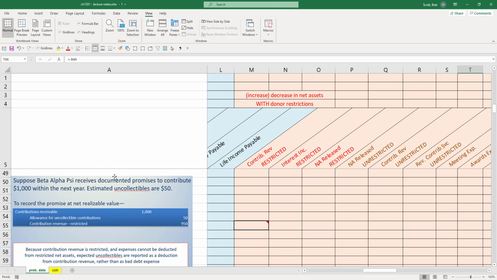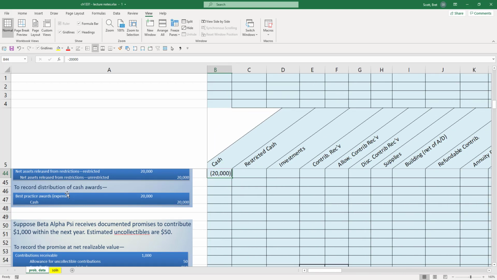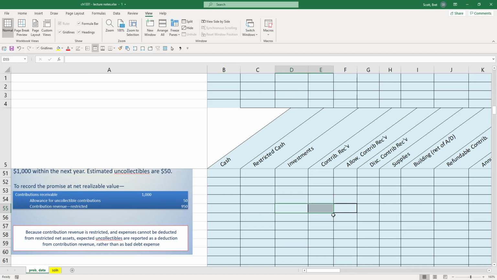Suppose Beta Alpha Psi receives documented promises to contribute $1,000 within the next year. Thanks a lot. You're promising to pay us money in the future, but we'll go ahead and be a little bit skeptical about that. So what do we do in this case? Well, first and foremost, we have to acknowledge the fact that even though we haven't received cash, there is some value to a promise. And this typically happens during a fundraiser of some kind. Someone's on the telephone and says, hey, do you want to contribute money? They say yes. We say, great, can we get your contact information? We get the contact information, and then they record it.